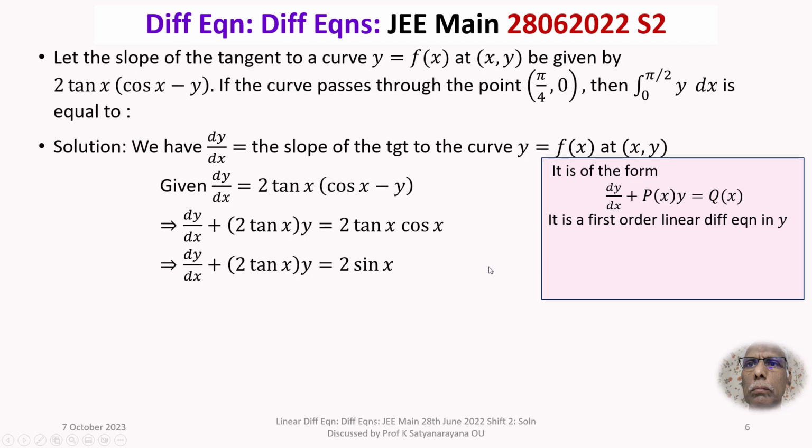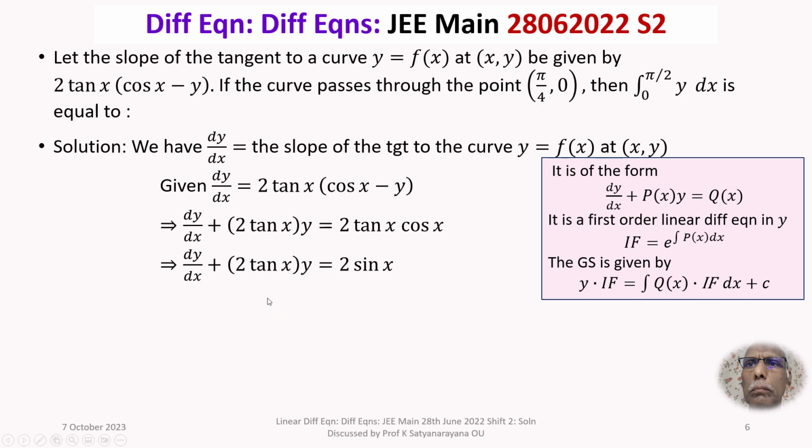Now, how do we solve it? To solve such a differential equation, we first find the integrating factor, that is equal to e power integral p of x with respect to x. After we get the integrating factor, the general solution is given by y into integrating factor is equal to integral of q of x into the integrating factor with respect to x plus c, where c is the constant of integration, which is arbitrary.